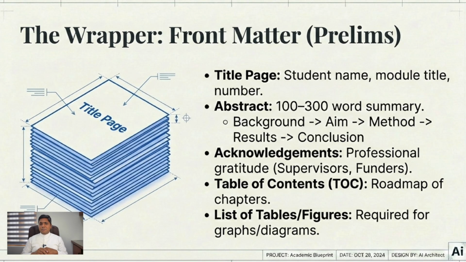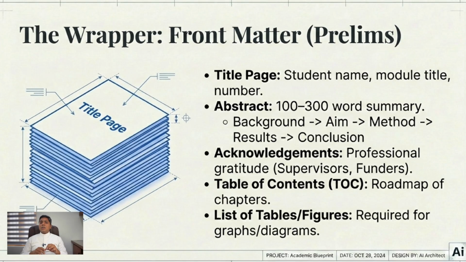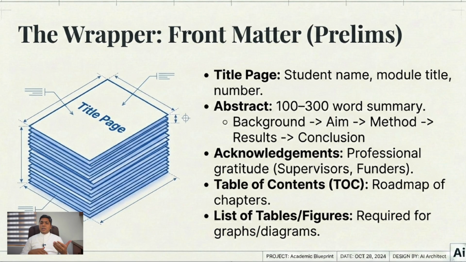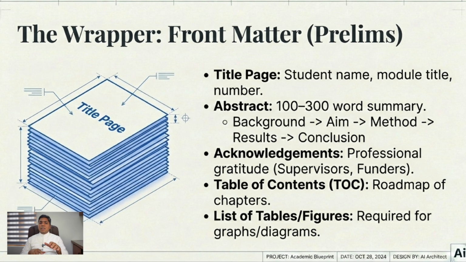So remember that. Next, the table of contents. This lists all your chapters and major sections with page numbers. Most word processors can generate this automatically if you use heading styles correctly. We will discuss this in the Microsoft Word lecture.